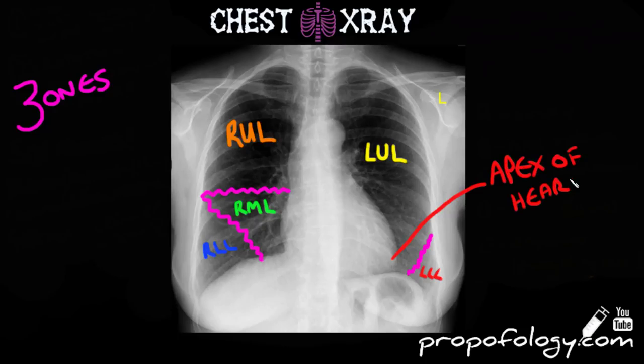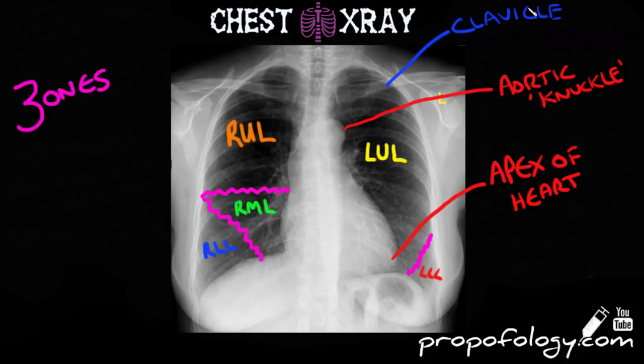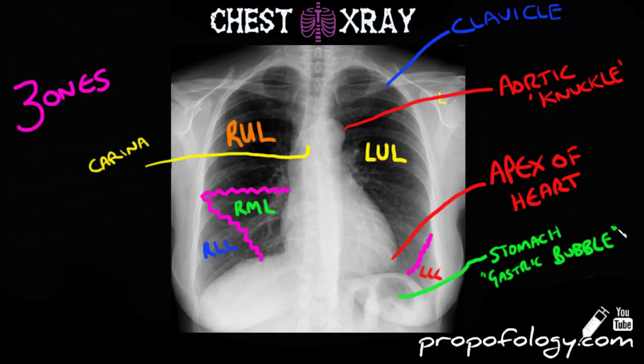We're going to draw some other structures now. You can see the apex of the heart. You can see the aortic knuckle, which is the arch of the aorta as it comes off the heart. You can see the clavicles at the top there, and you can kind of see the carina, which is the bifurcation of the trachea into your right and left main bronchus. Something that sometimes catches people out is the gastric bubble, which actually is air in the stomach, and that's under the left diaphragm.